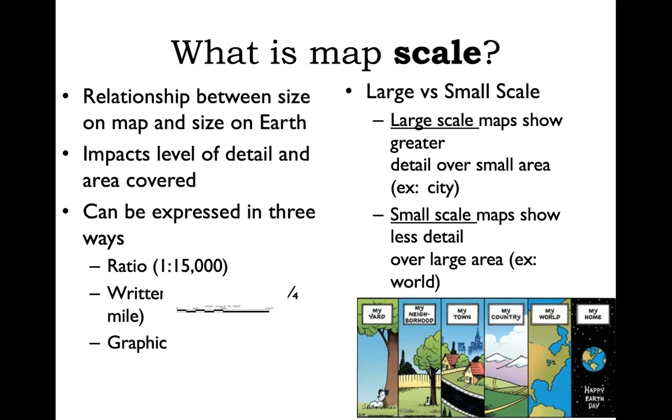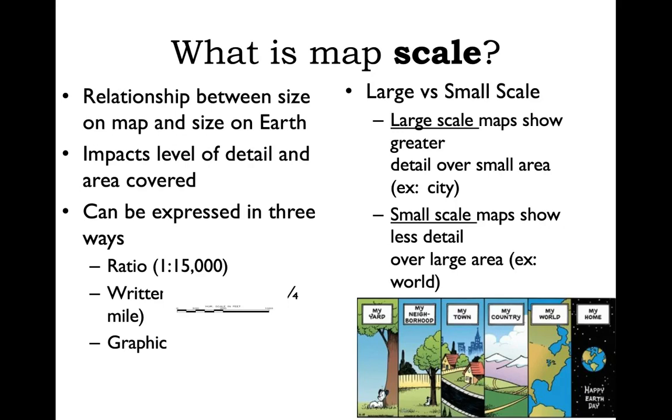When we look at a map scale, these things can be expressed in three ways. It is oftentimes shown as a ratio, meaning 1 to 15,000. That's the scale, like how many times it's been shrunk down. It can be written in a graphic, so a map scale that looks like this, or you can have some sort of other graphic. And when we're talking about scale, there are two different types of scale. We have large scale versus small scale. A large scale map shows greater detail over a small area.